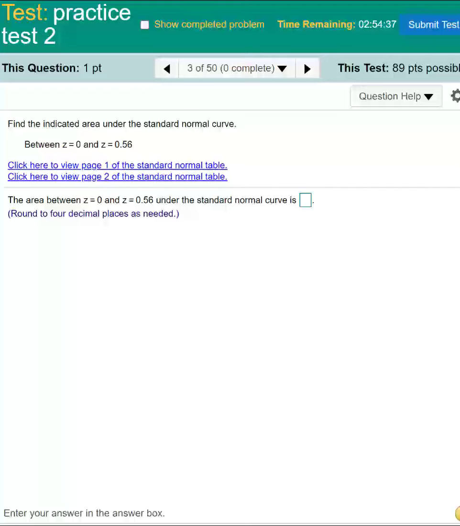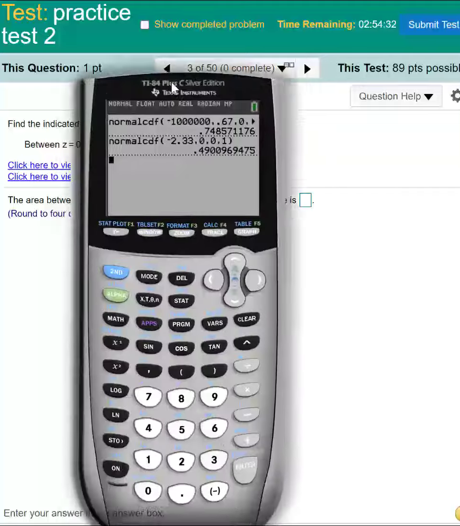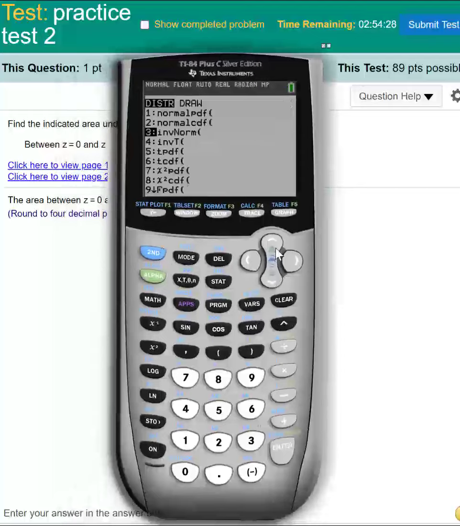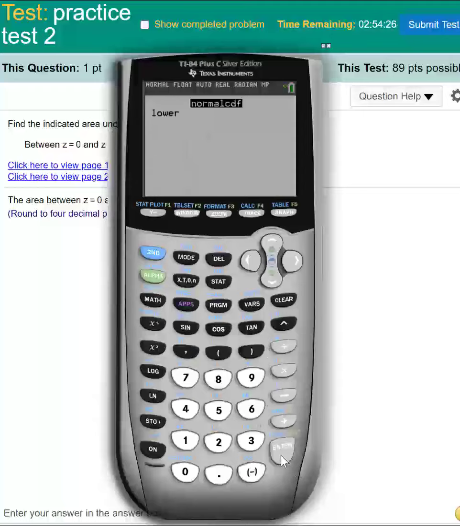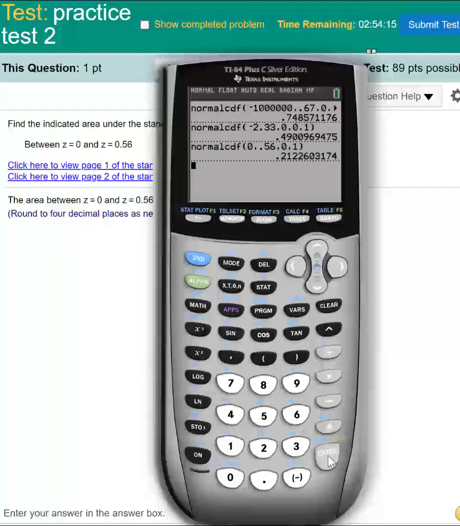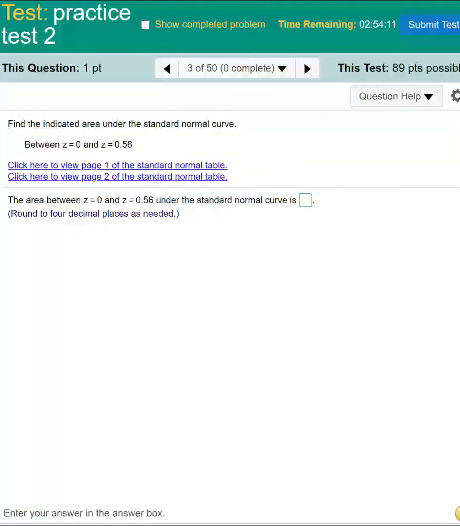Find the indicated area between 0 and 0.56. It's exactly the same as the previous one. Normal CDF, so between 0 and the other value, which is 0.56. You put the lower value first and then the upper value, the larger value, and that's the answer. Next question.